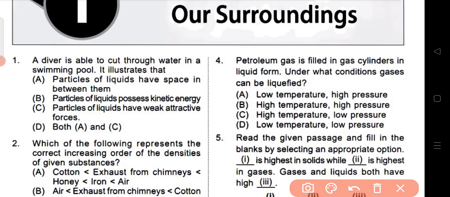So see, when a diver is able to cut through the water in a swimming pool, it illustrates that particles of liquid have space in between them, because we know that particles of matter have some space. In the case of a sugar water solution, sugar molecules can occupy the space between water molecules. Due to this reason, particles of liquid have space between them.